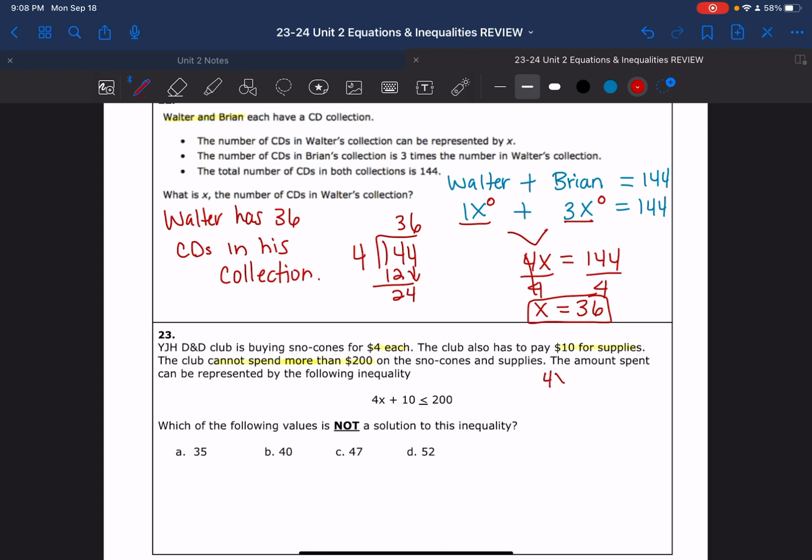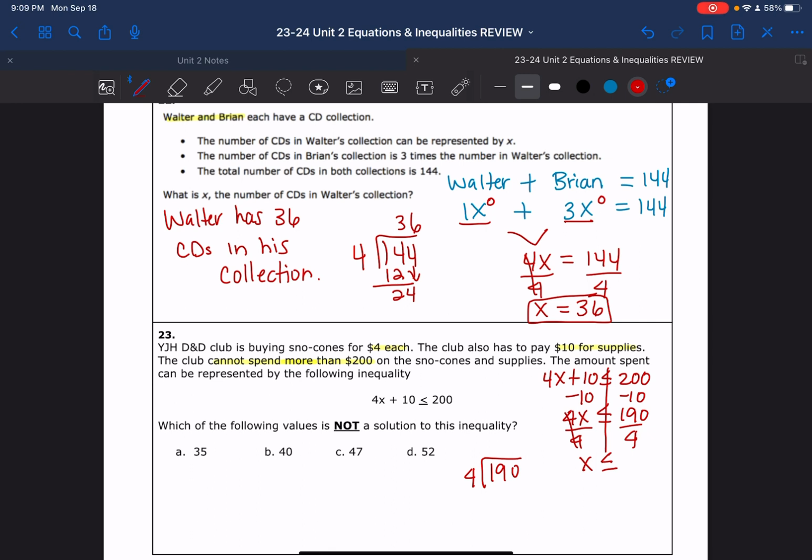Let's go ahead and solve it. 4x plus 10 is less than or equal to 200, okay? Minus 10 minus 10, this would be 190. For x, we are going to divide by 4 because we're trying to get rid of the coefficient, is less than or equal to, now let's go ahead and divide 190 divided by 4.